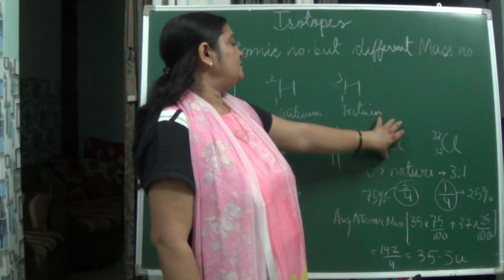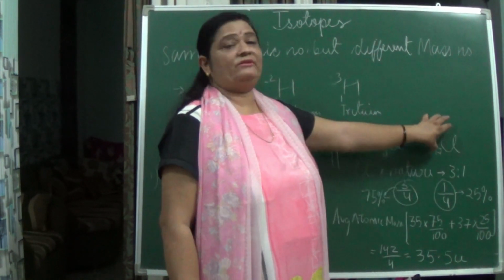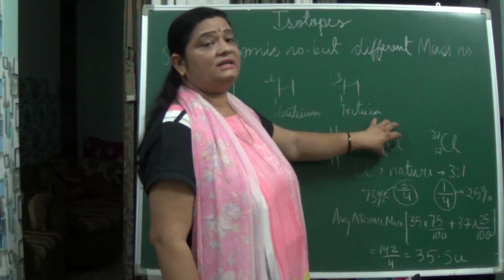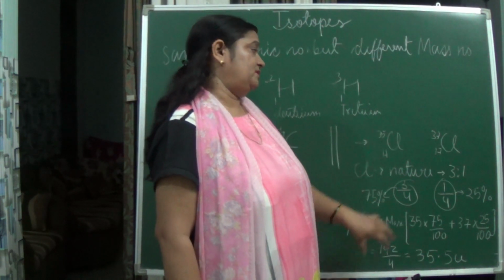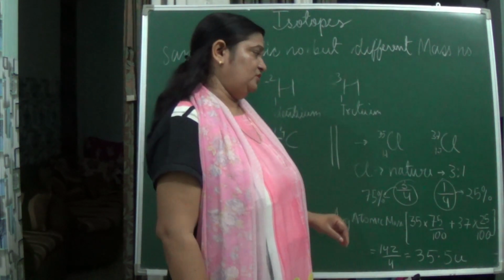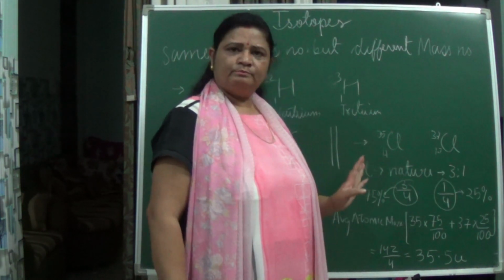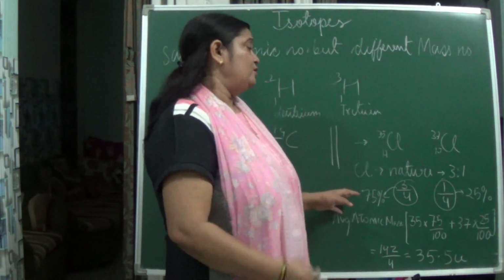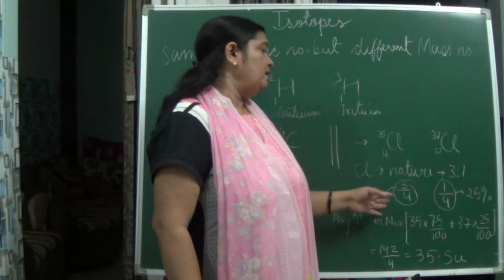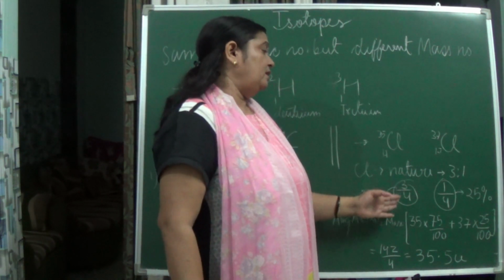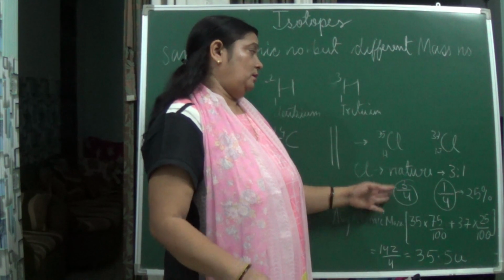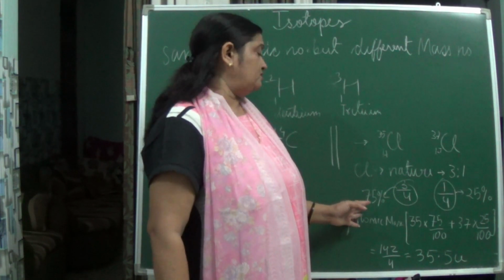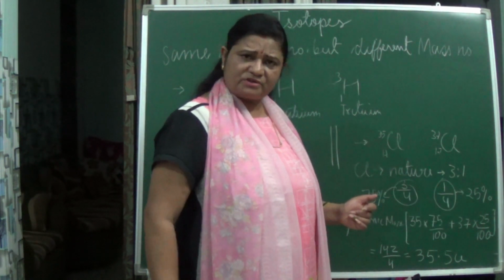Suppose we are taking this chlorine 35 and 37. If we are taking 4 parts, 3 parts chlorine 35 is present, and only 1 part chlorine 37 is present. We can write the ratio 3:1. And when we are converting it into 100%, it becomes 3/4 is this Cl35, and 1/4 is only Cl37. So 3/4 we can write as 75%, and 1/4 we can write as 25%, isn't it?